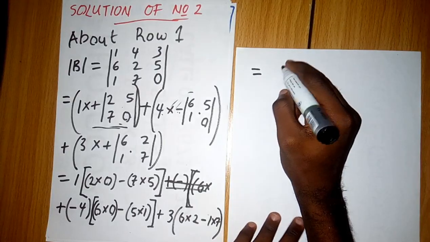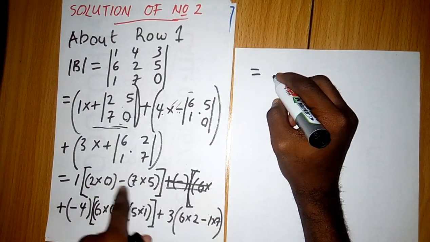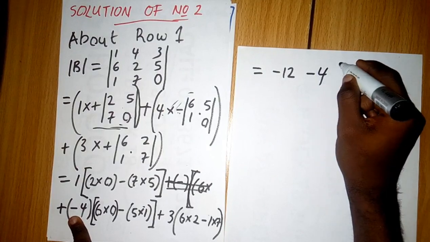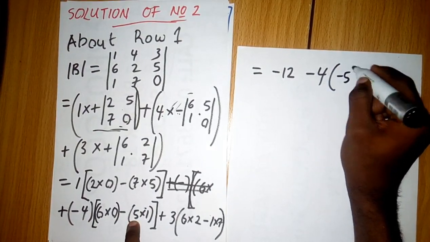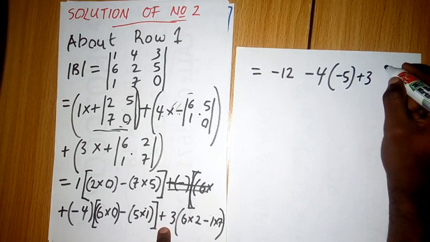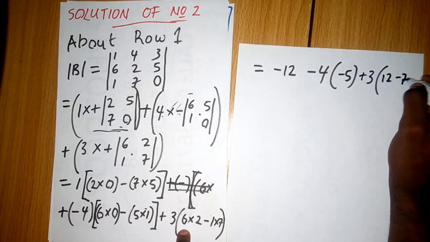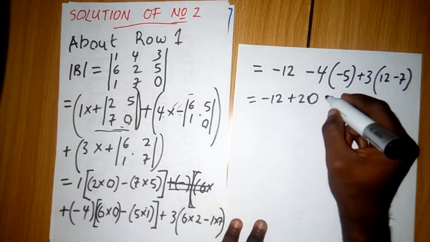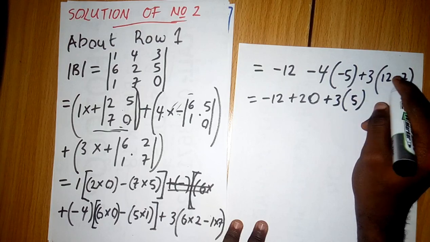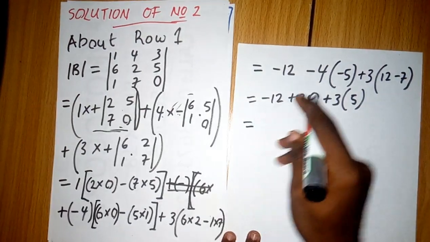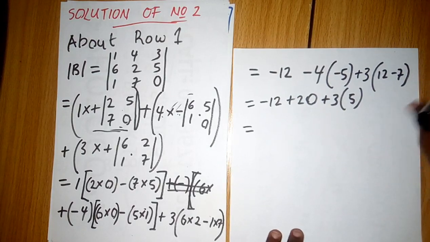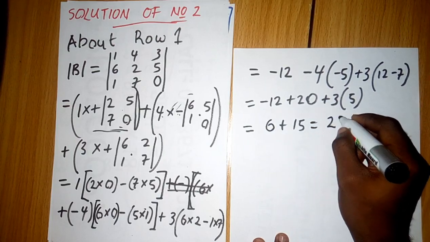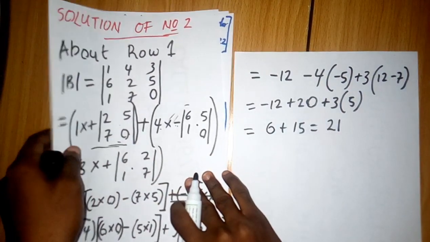So now we have that this is equal to 1 times 0 minus 12, so that will be minus 12, minus 4 times 0 minus 5, and then plus 3 times 12 minus 7. So this is minus 12 plus 20, then plus 3 times 5. This will give us minus 12, that is 6, plus 15, that is 21.